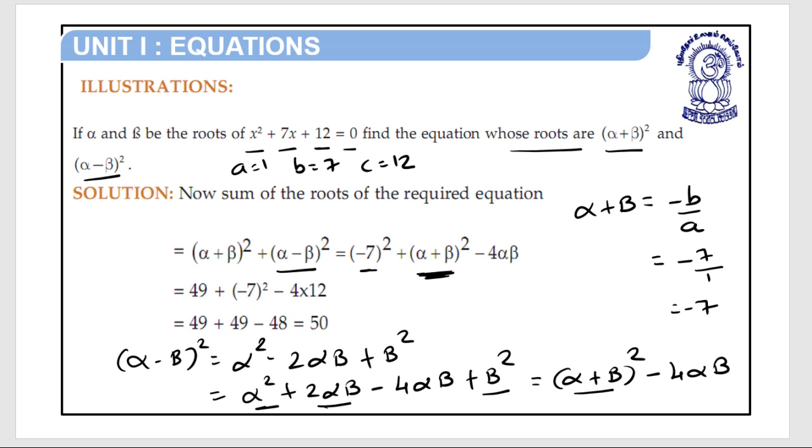Put the value of alpha plus beta, which is minus 7. So (minus 7) square minus 4 alpha into beta, and alpha into beta is equal to C by A. Here C by A means 12 by 1, so alpha into beta is 12. So 49 plus 49 minus 4 into 12, 4 twelves are 48. So the answer is 98 minus 48, which is equal to 50.